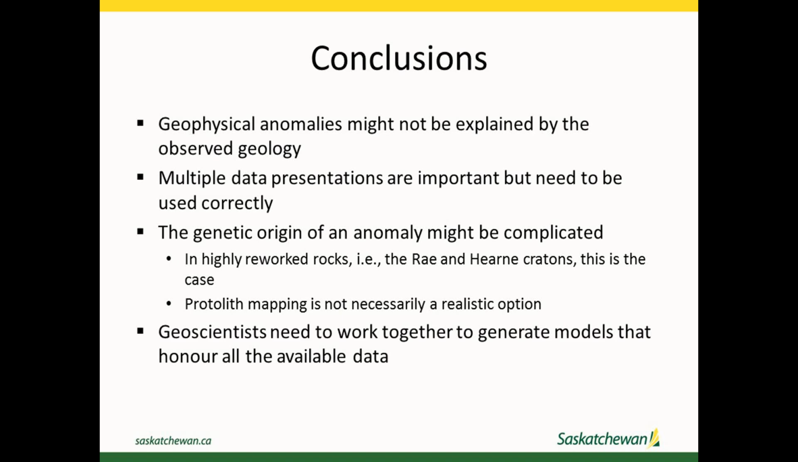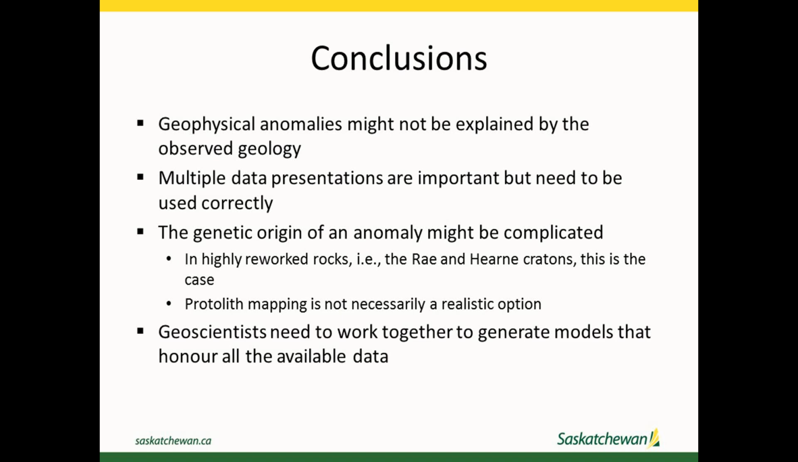So the first bullet said just that: you might not be able to explain your anomaly with the observed geology. You might have to drop some of your genetic model and come up with a new model. That's how we learn stuff, and that's how we get better. We need to use multiple data sources. I hope I've showed you that with the last slide, to help interpret our geology better.